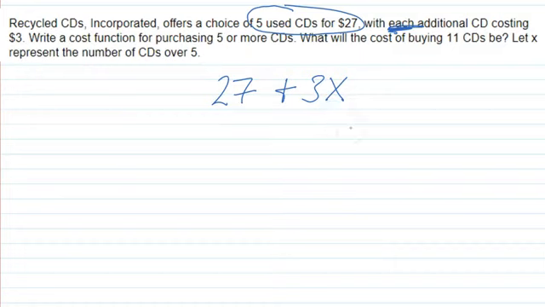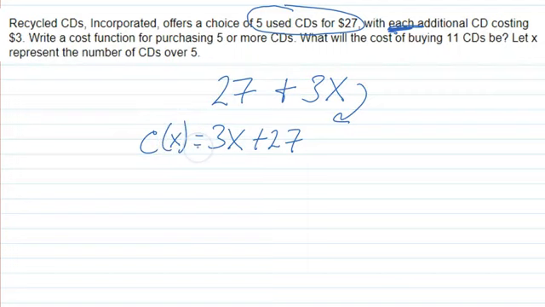Now typically we'll write the x in front, so I'm just going to rewrite that. And now we have cost again. So it's cost of x is equal to 3x plus 27. We didn't use C because CDs and cost. X is just a much better thing. Plus, they told us to use X. Make sure you're reading the directions.